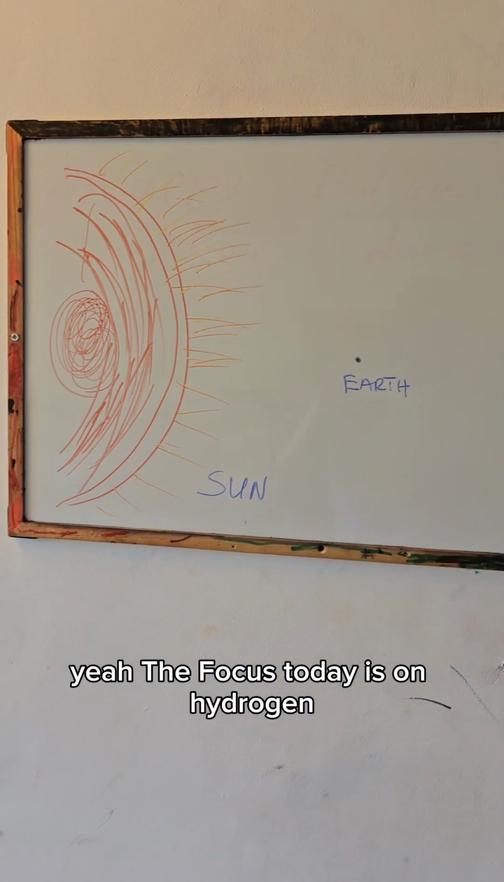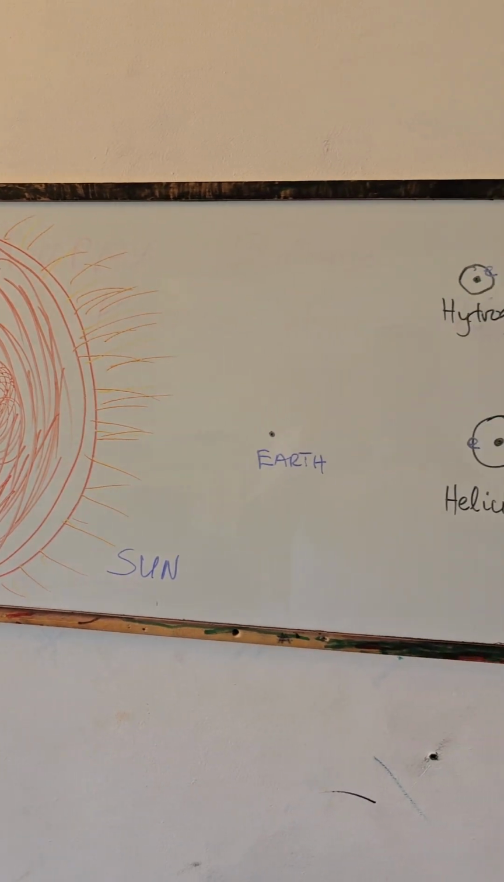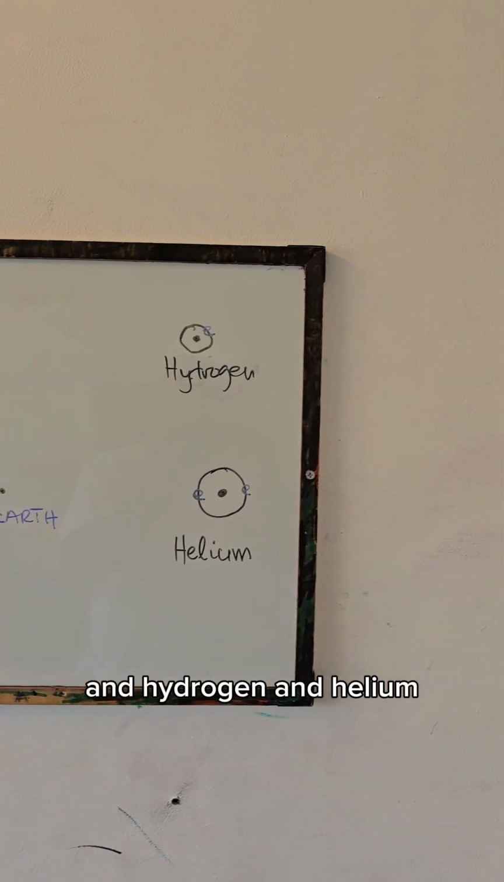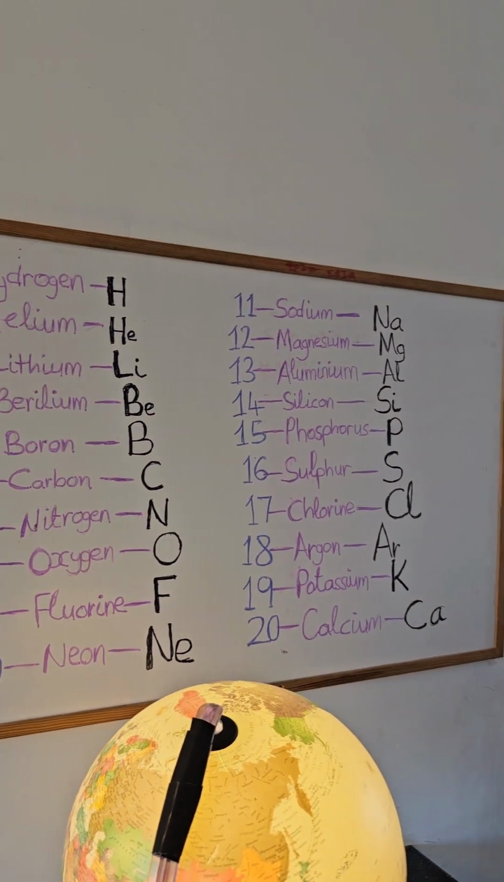The focus today is on hydrogen. As you see the diagram on the board there, it's got the sun and the earth and hydrogen and helium. And of course, you have the board there with all the elements.